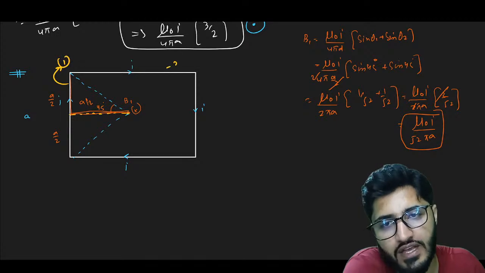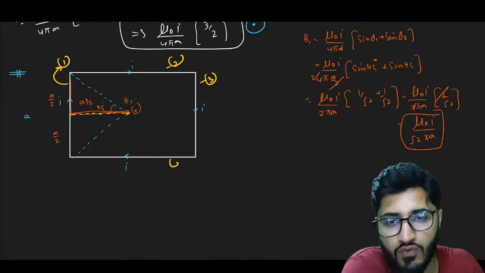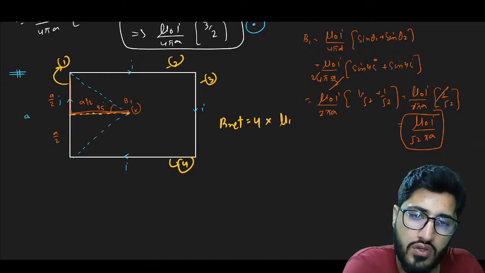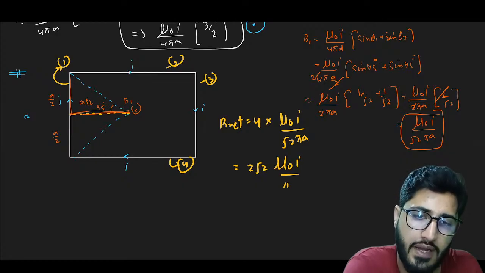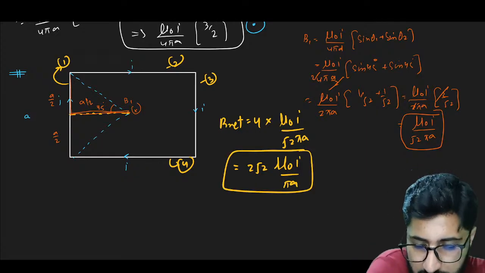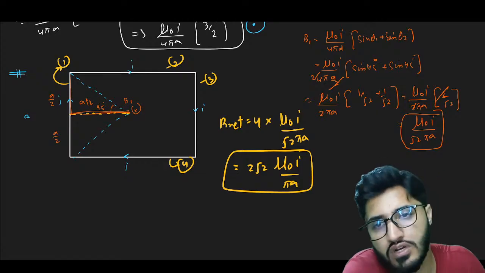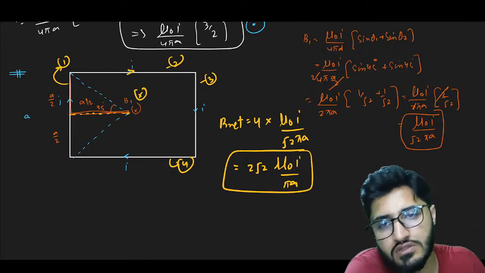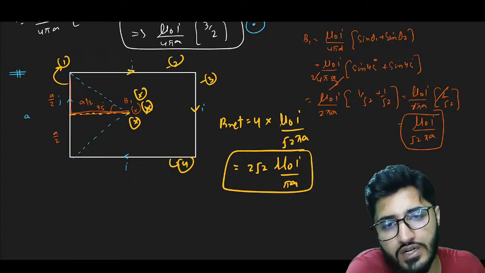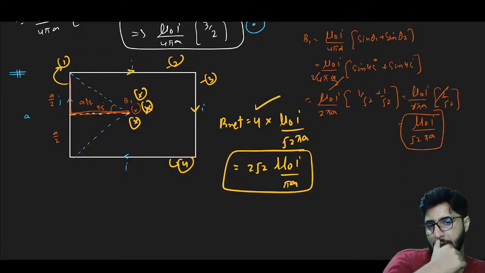Similarly, how many sides do we have? Sir, we have 4 sides. We have 4 equal sides. So what will be B net? 4 into nu naught I divided by root 2 pi A. I cannot leave it like that. It is 2 root 2, nu naught I divided by pi A. I guess this is my answer. And look, this one will be also inverse. This one is inverse. This one is inverse. That's why I just write 4 times nu naught I for this one now.